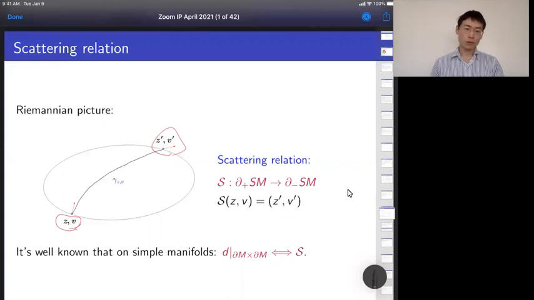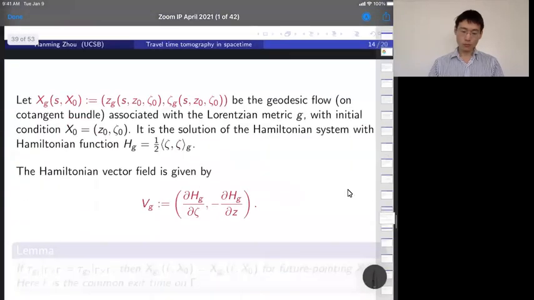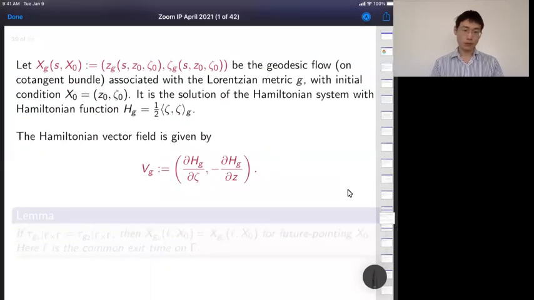Then it is well known that for simple manifolds, the boundary distance function and the scattering relation are actually equivalent. So knowing one is equivalent to knowing the other one. And here is our first lemma, which says that this also holds, of course, in the Lorentzian case.